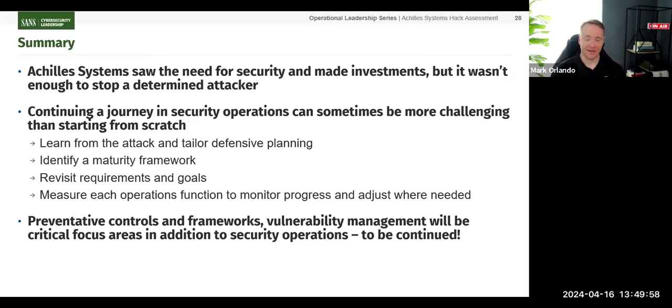We want to revisit requirements and goals. Why do we even need a security capability? What are we bringing to the business? How are we enabling Achilles Systems to be successful in doing those important business functions, right? That help it create value.